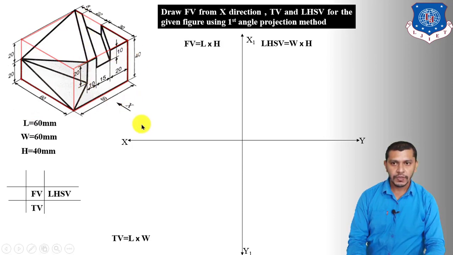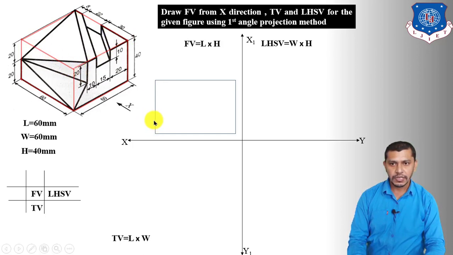the cuboid. So observing from the x direction, the front view of the cuboid will be a rectangle having length 60, height 40. So draw a rectangle having length 60, height 40. Now we have to draw the top view. So top view will be a rectangle having length 60 and width 60. So it will be a square having length 60 and width 60.